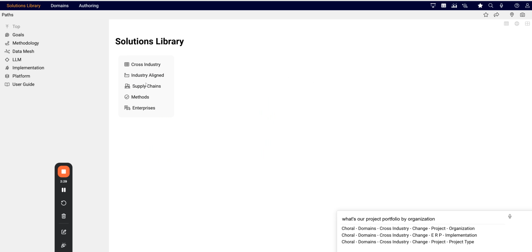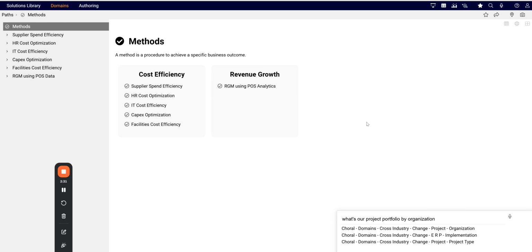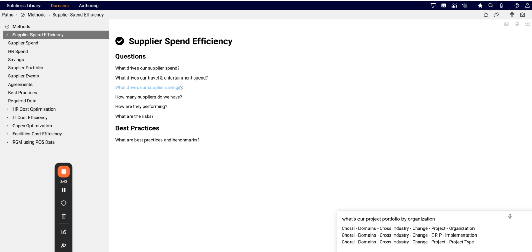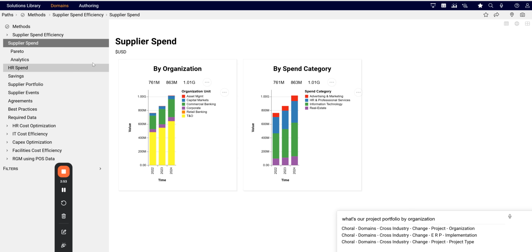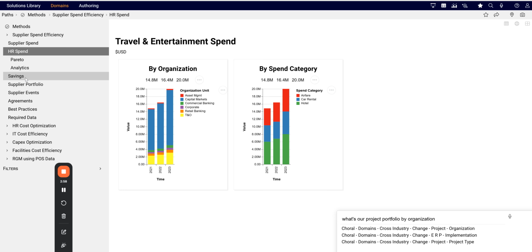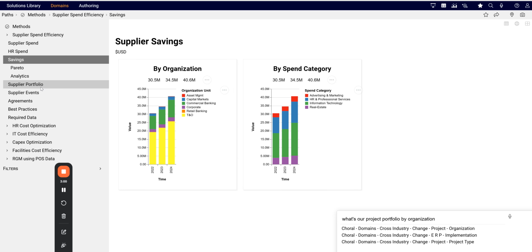Next, we'll look at a method, which is a way to solve a complex problem. So these methods basically give you a step-by-step problem-solving approach. So for example, if we want to improve the supplier spend efficiency, we click here. The questions are basically structured in a logical way, and so we can get the answers simply by clicking here. So what drives our supplier spend? We can then say what drives our employee discretionary spend, what drives our supplier savings.